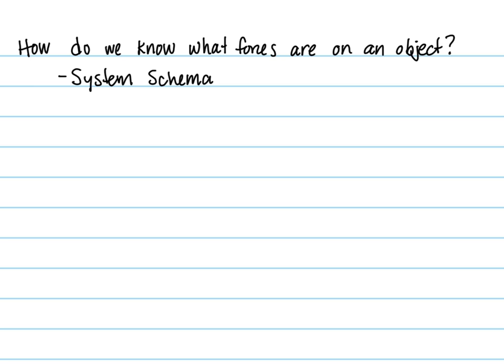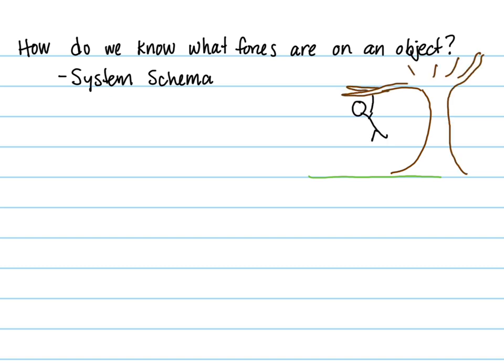So the best way to teach this is to give an example. Let's imagine we have a kid who is playing in a tree. They're climbing in a tree and hanging on one of the branches. All right, so to make a system schema, the first thing we do is we just list the objects.